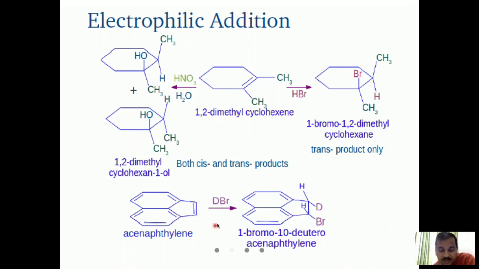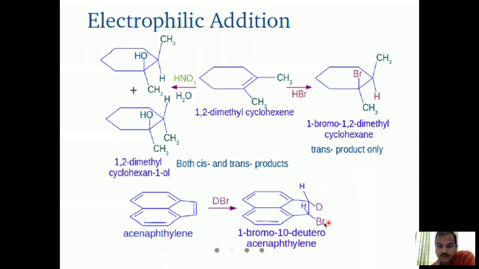Here DBr is used in place of HBr. With DBr, you can see the product is 1-bromo-deuterio tetrahydrophenanthrene, meaning both bromine and D are attacked from the same side. If you use HBr, it is difficult to differentiate which H is from your reactant. That's why DBr is used to study the reaction. With DBr, both deuterium and bromine bind from the same side.